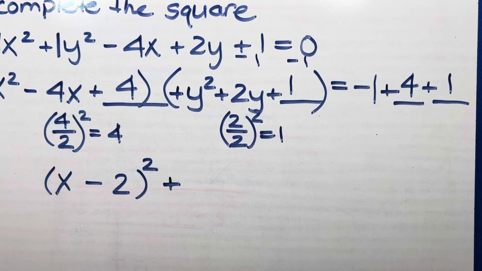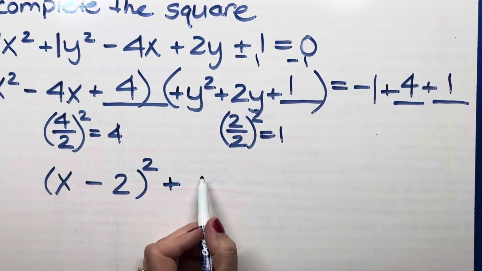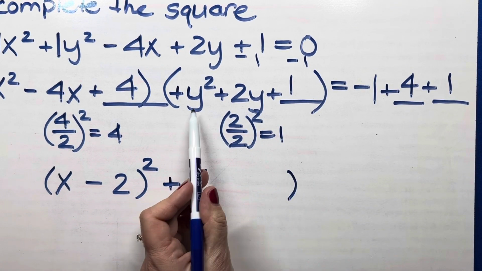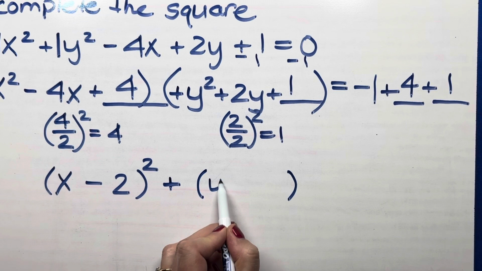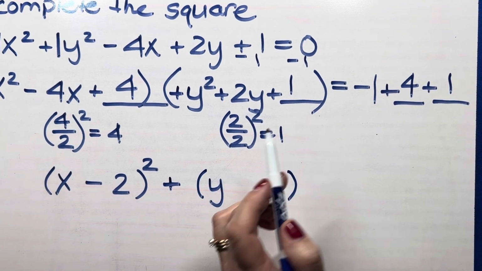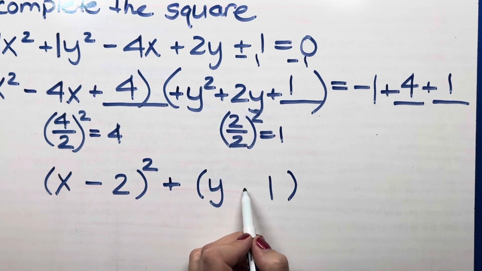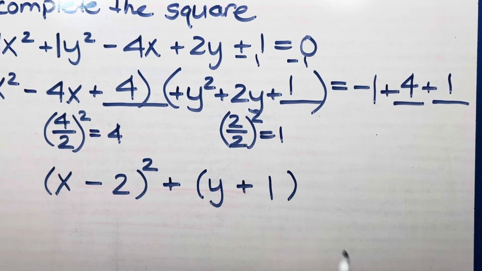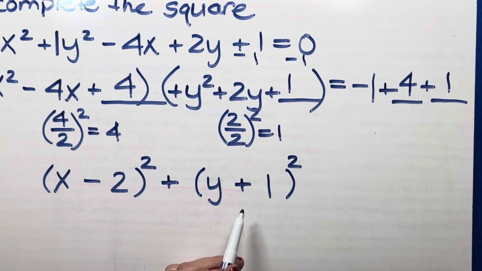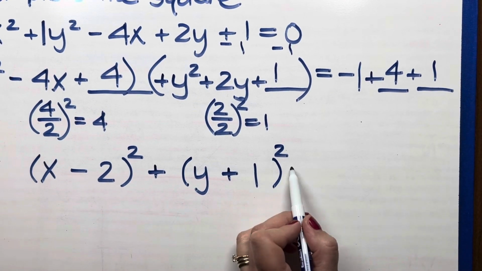Okay, now plus, I'm going to do the same thing for my y's. The square root of y squared is y. The square root of 1 is 1. And the sign on my middle term is positive, so I'm going to make that a plus also. And I'm going to square this. I have completed the square, and I can tell that this is taking the same form as one of the general forms of a circle.